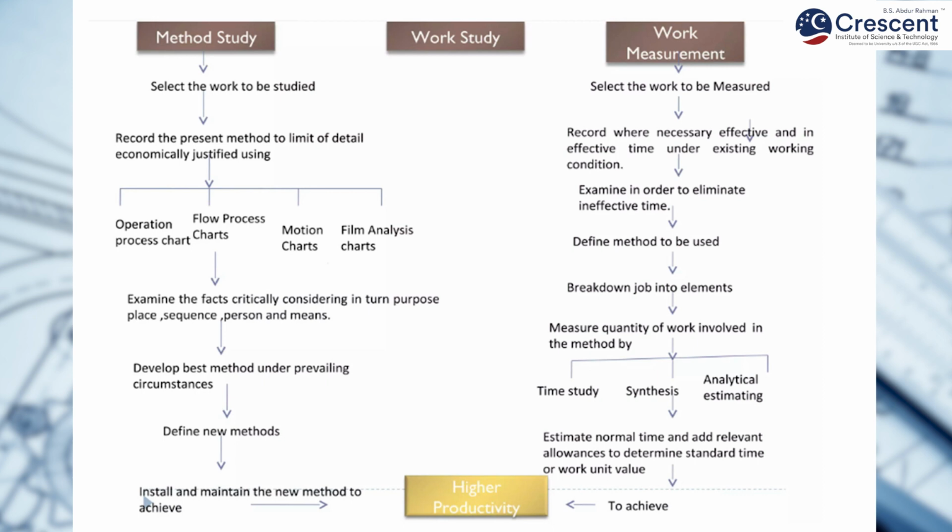If we are talking about work measurement, we will select the work, then record all the effective and ineffective time of the existing condition, meaning productive and unproductive time content, and then try to eliminate the ineffective or unproductive time. Then we will define the method and break it down into small elements, and apply methods for measuring the time content. Finally, we will add some allowances and get the standard time to perform the job by the prescribed method. In that way productivity will be enhanced.